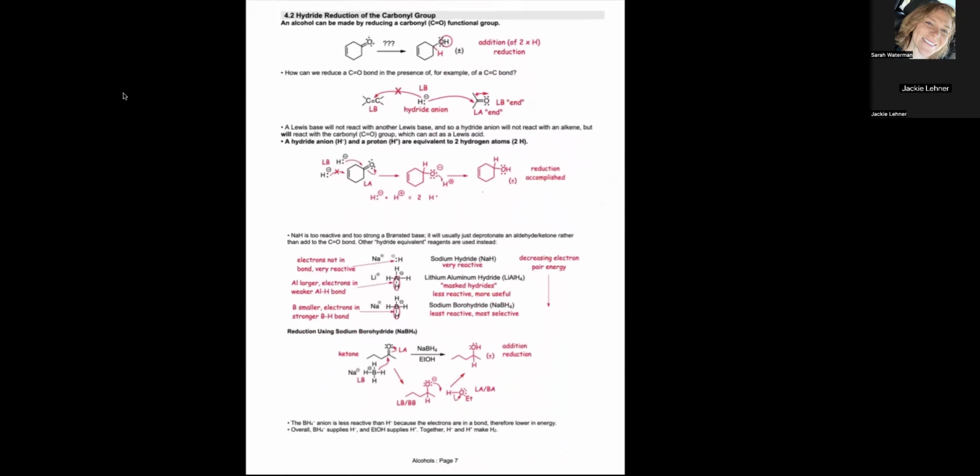Okay, here we go. So alcohols can be made by reducing the carbonyl, right? Reducing the functional group. So the hydride anion can't do it on its own, right? So we have to use these. Right here, sodium hydride, very reactive, right? Lithium, right? Less reactive, more useful. But sodium borohydride is least reactive, most selective, right? So you have your decreasing electron paired energy, right?